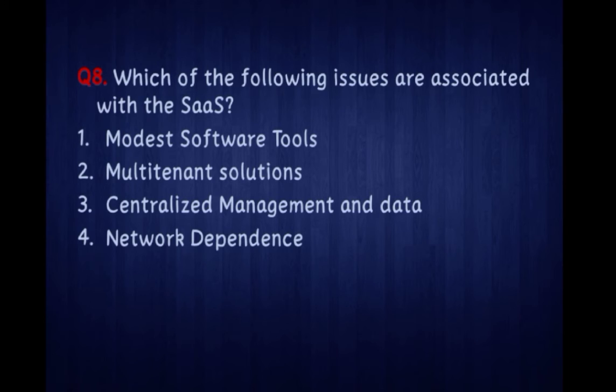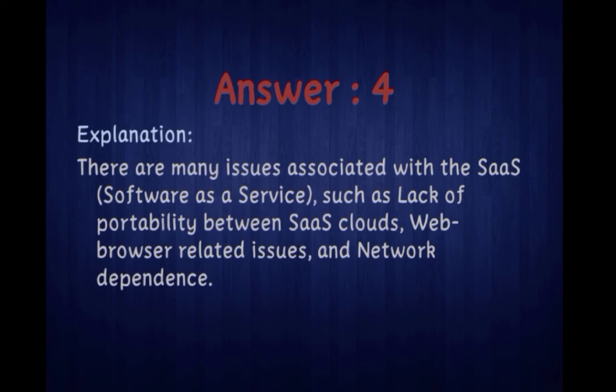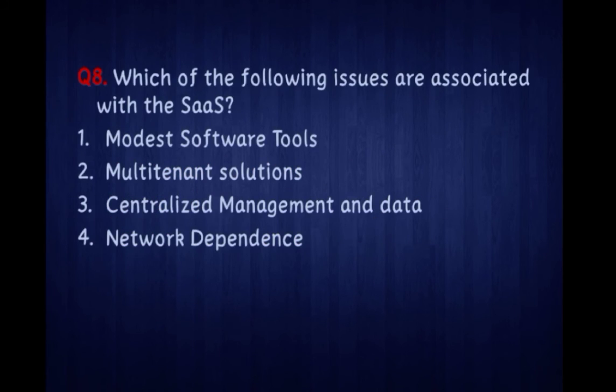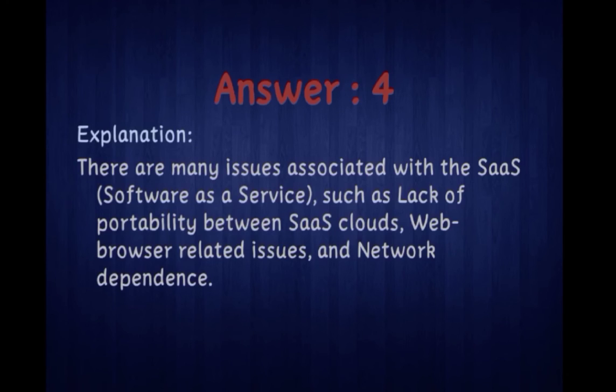Next question is, which of the following issues are associated with SaaS, that is software as a service? So the major issue is network dependence. Right option is option number 4. There are many issues associated with software as a service, such as lack of portability between software as a service clouds, web browser related issues, and network dependence. All these are very major issues. You have to remember all these, right?